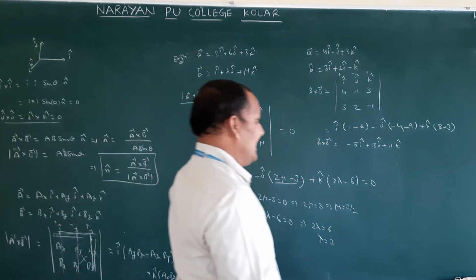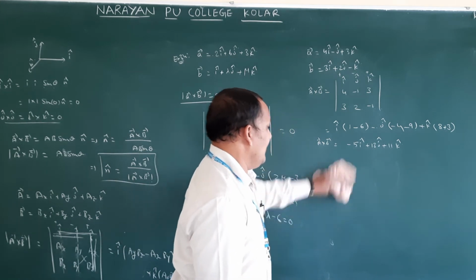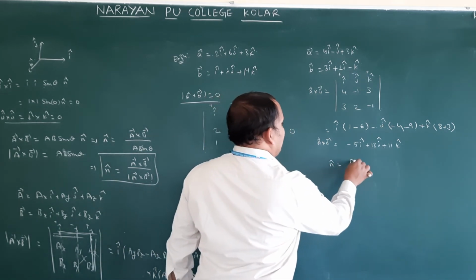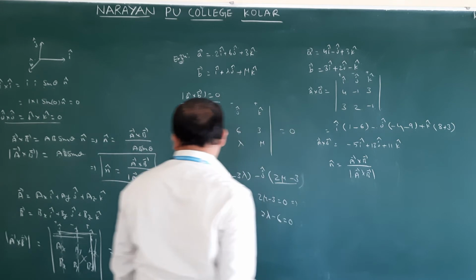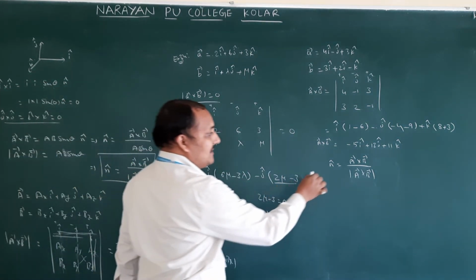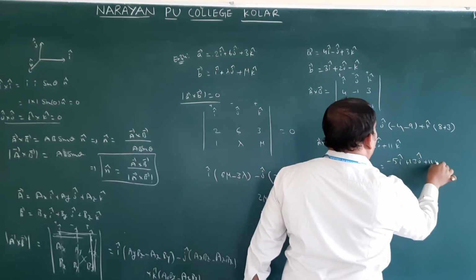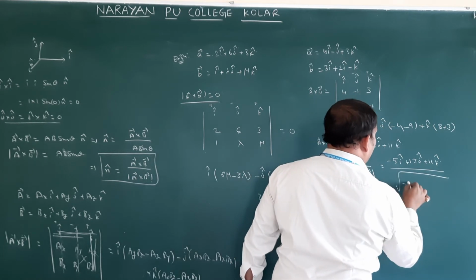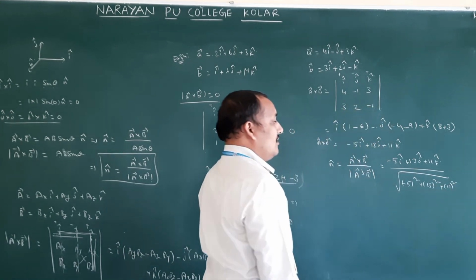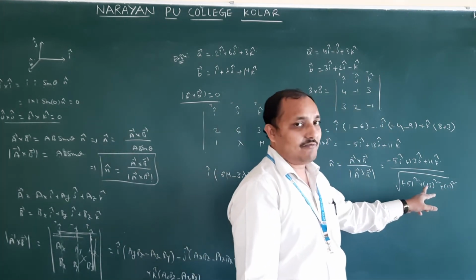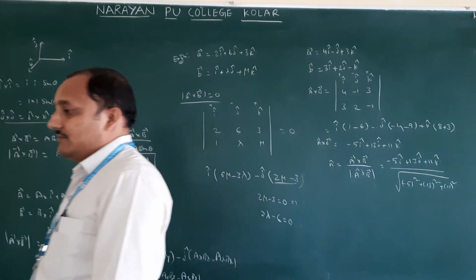So we should find n cap. So n cap means you should use that formula. So which formula? I wrote here n cap is equal to A bar plus B bar by modulus of A bar plus B bar. So A bar plus B bar means minus 5 I cap plus 13 j cap plus 11 k cap, divided by root of minus 5 whole square plus 13 square plus 11 square. So 5 5s are 25, 13 13s are 169, 11 11s are 121. Just you can add. So that is nothing but n cap. Okay.